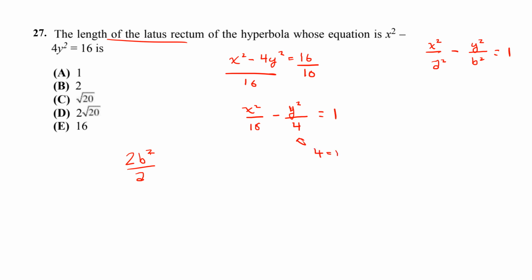4 equals b squared. So what's b? b equals 2. In this case, you have a. So 16 equals our a squared. A equals 4. Let's plug that in. 2 times 2 squared over 4. So these two cancel out. We get the length of our latus rectum is 2.